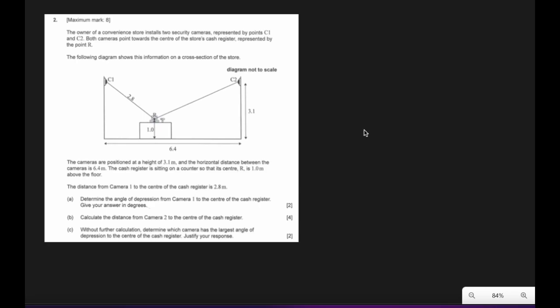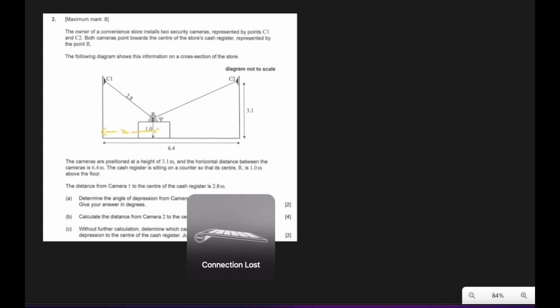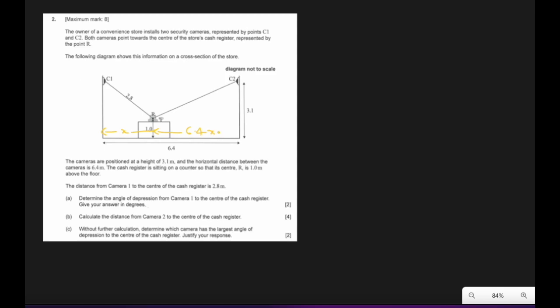The owner of a convenience store installs two security cameras, C1 and C2. You can see here, both cameras point toward the center of the store's cash register. It does not mean that the cash register is at the center. The cash register is somewhere; let's say it is x meters from this corner. So the remaining will be 6.4 meters minus x. Don't assume that it is at the center.